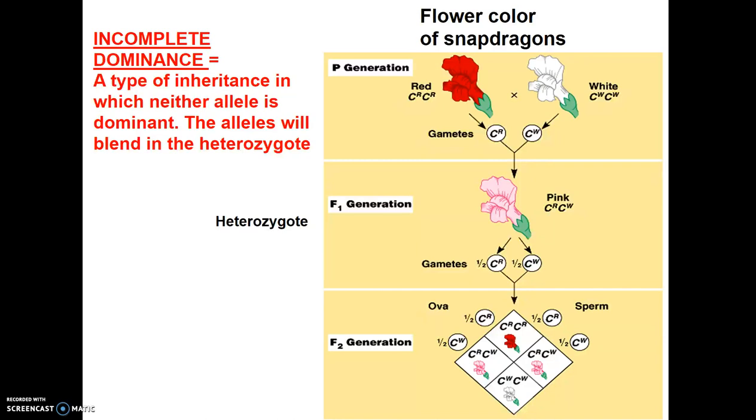They blend together. Like I said, it's not another version of the gene, it's just a combination of the two. And that's what we call incomplete dominance. Neither allele is dominant versus the other one.